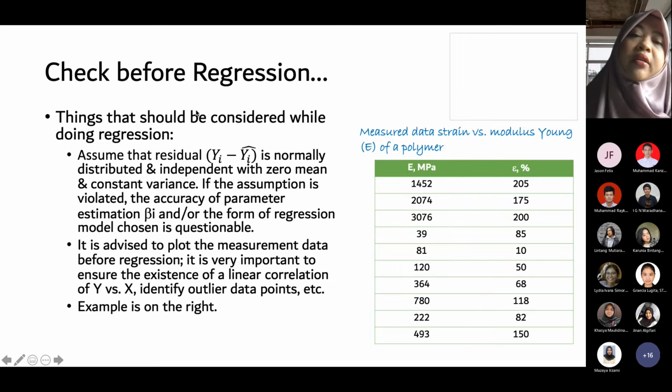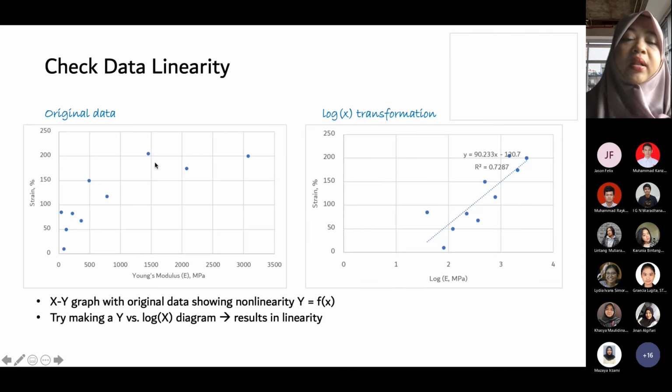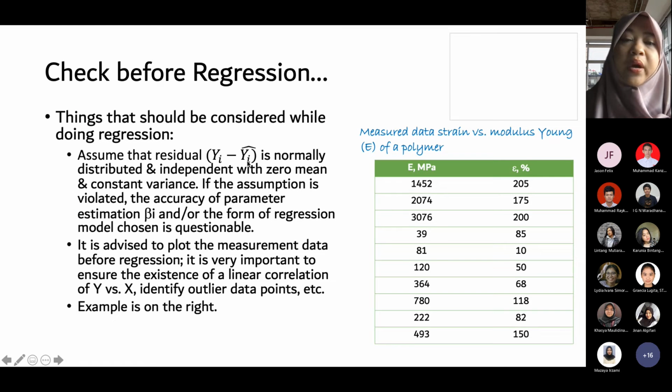Things that should be considered when doing regression: first, assume that the residual, the yi and the model yi hat, is normally distributed and independent with zero mean and constant variance. If the assumption is violated, the accuracy of the parameter estimation of beta 1, beta i, or the form of regression model chosen is questionable. And it is advised to plot the measurement data before regression. It is important to ensure the existence of linear correlation and identify outlier data points and so on.